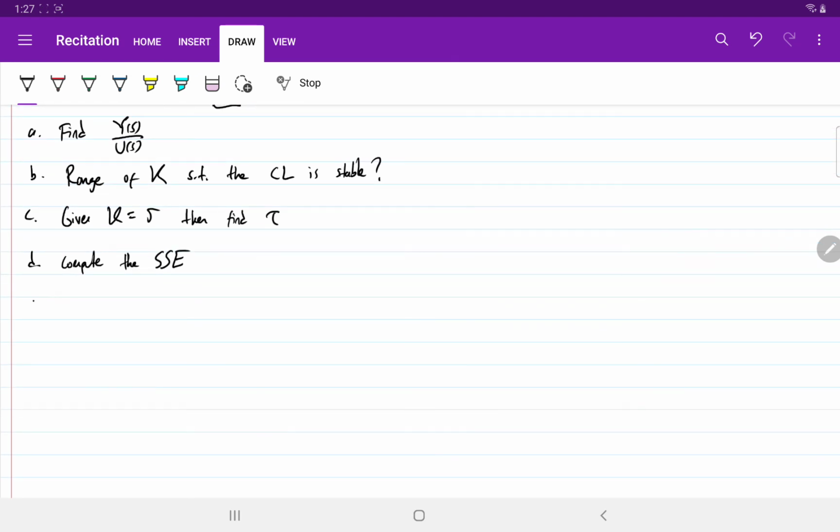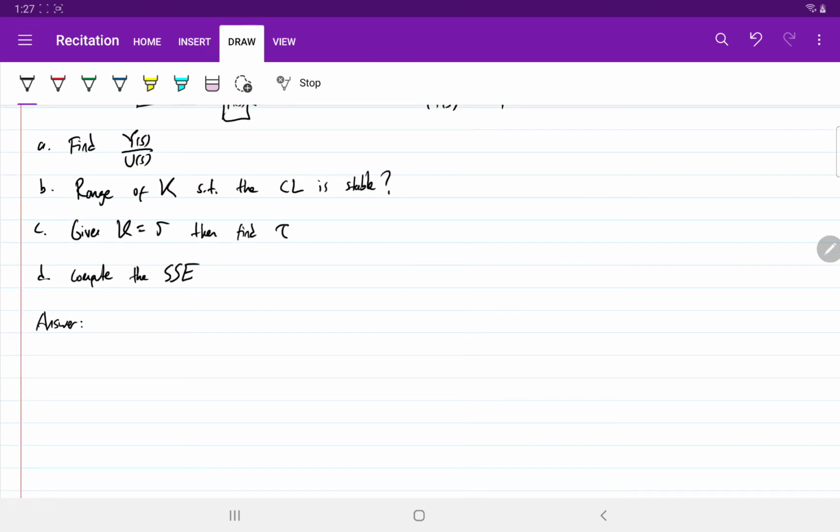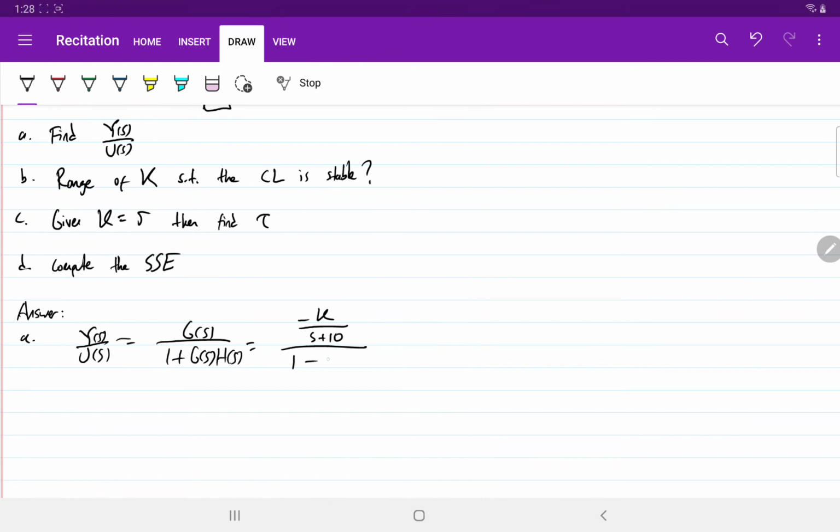Right, so let's solve. The first one is transfer function, so it should be really easy for you, right? Y of S over U of S is G of S over 1 plus G of S times H of S, which is minus K over S plus 10 over 1 minus K over S plus 10. Simplify it, you have minus K over S plus 10 minus K, which is minus K over S minus K plus 10. This is the answer for point A.